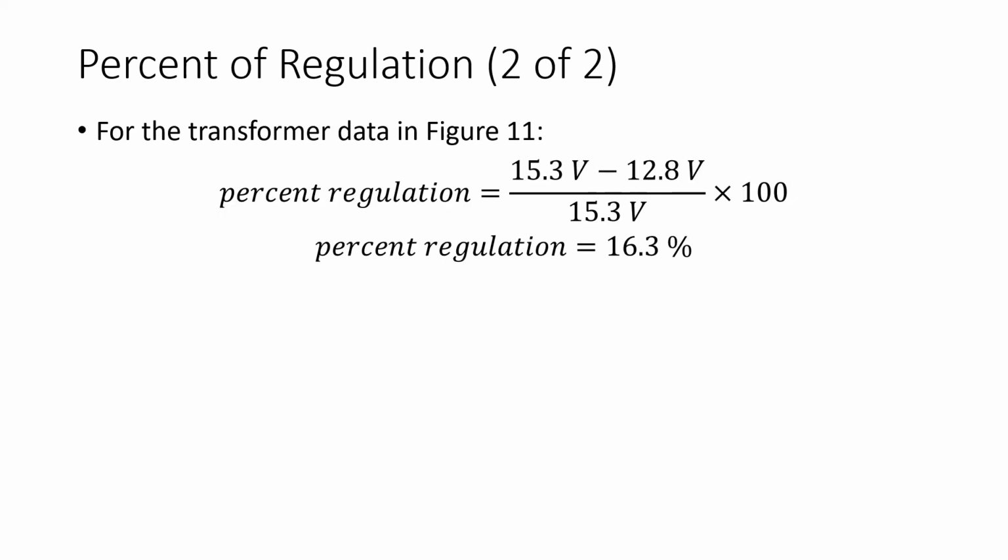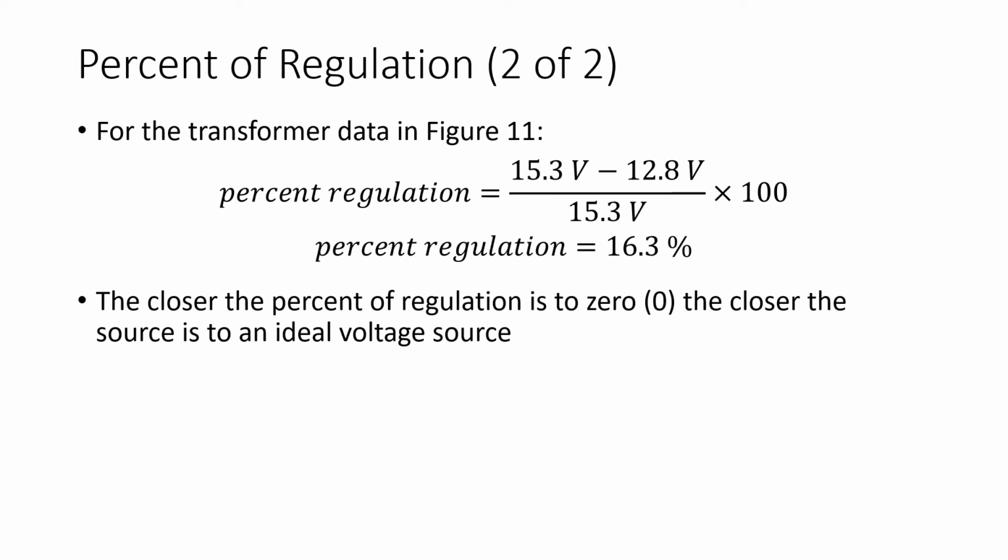And the transformer operation that we looked at in the graph gives us a no load secondary voltage of 15.3 volts and a full load secondary voltage of 12.8 volts. So this transformer would have a percent regulation of 16.3%.